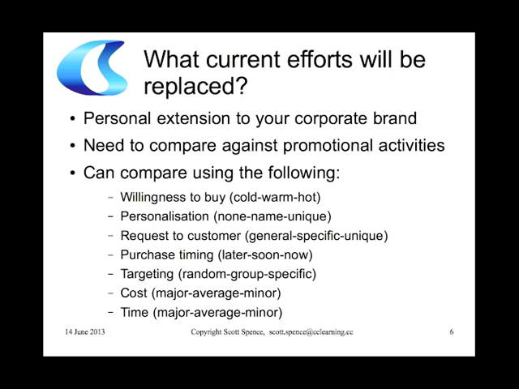You need to compare it against other promotional activities. So we use this list of criteria to try and standardize the analysis of different marketing activities. So we look at willingness to buy. That's how likely it is that the person is going to purchase.